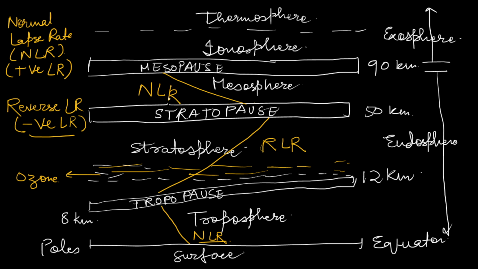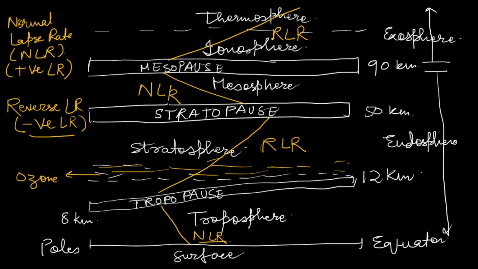But as we pass the mesopause, we will again find reverse lapse rate, that is, temperature is increasing with increase in height. This lapse rate has been asked various times in examinations: in which layers we will find normal lapse rate and in which layers reverse lapse rate. So please keep in mind, normal lapse rate is found in troposphere and mesosphere, and reverse lapse rate is found in stratosphere and the exosphere of the atmosphere of the earth.